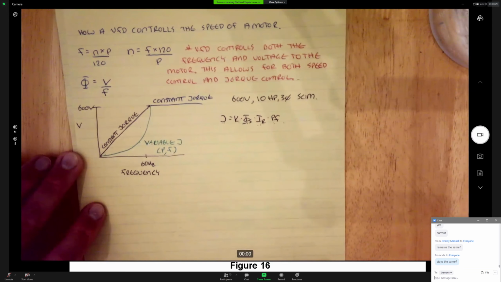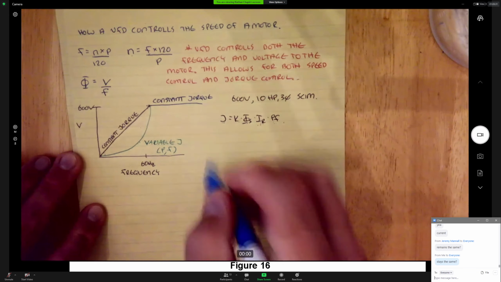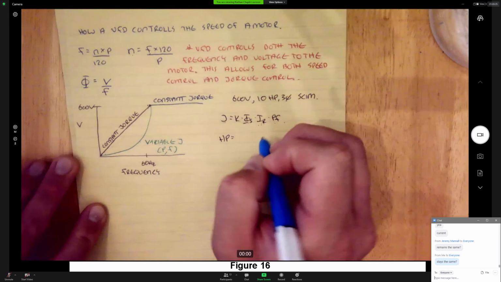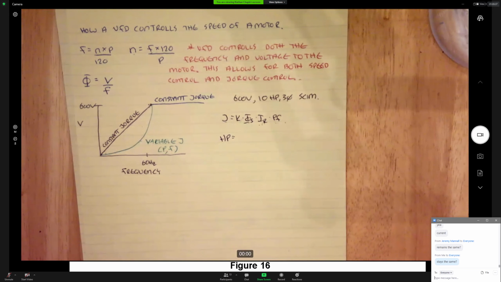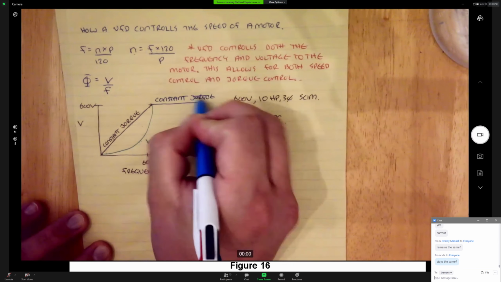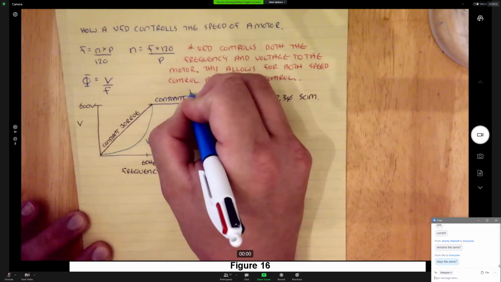So we have one more formula to look at. Sorry, I wrote the wrong thing down. Give me one sec. I meant to write constant horsepower. Hang on. Somebody stole my whiteout. Okay. We already did constant torque, constant horsepower.